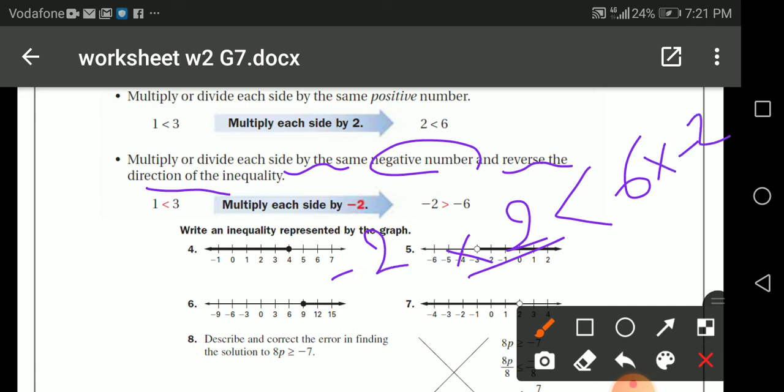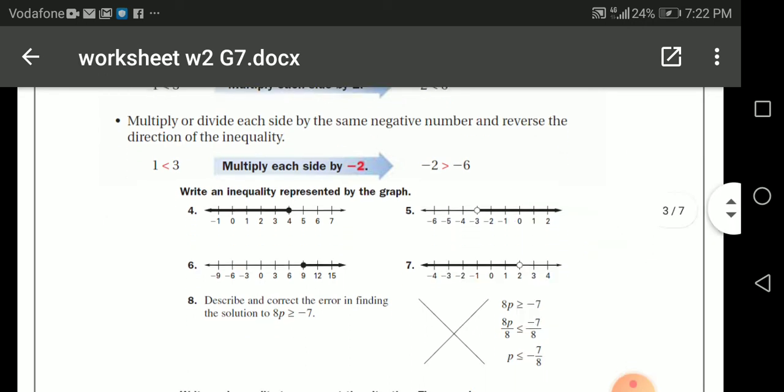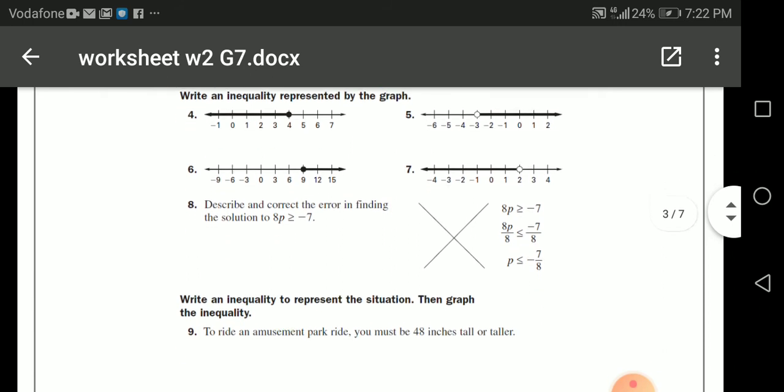This time, remember, we have a very simple rule. Take the inverse of this sign, it will be greater than instead of less than, and then multiply the negatives easily. -2 times 2 gives you -4, right? And we have here 6 times -2 gives you -12, and this will be your new inequality.